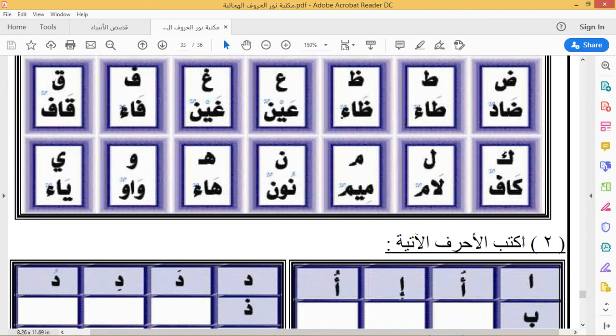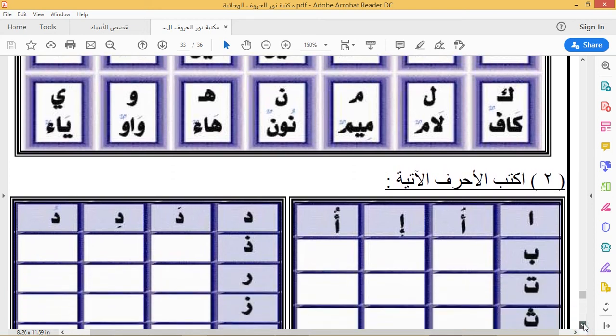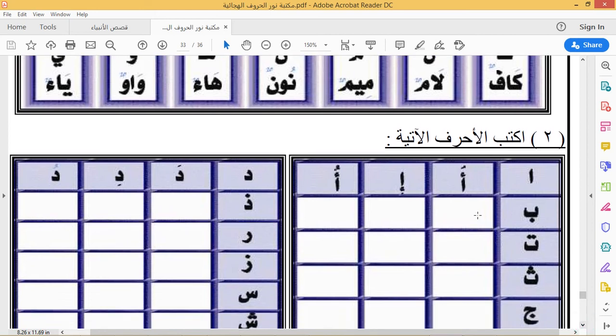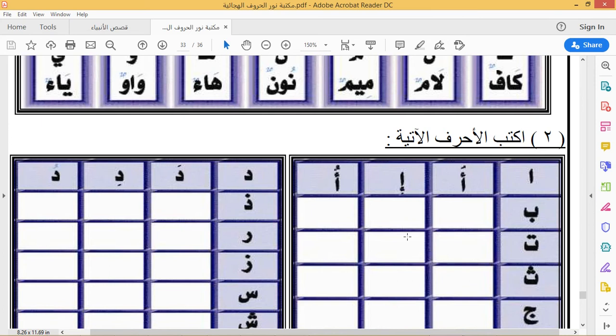The second part is uktubul al ahruf al atiya. Write the letters that are these letters. You write them.